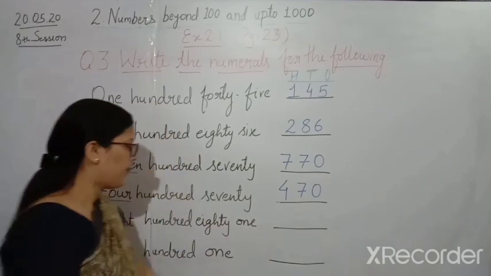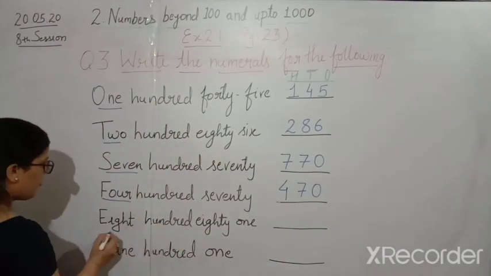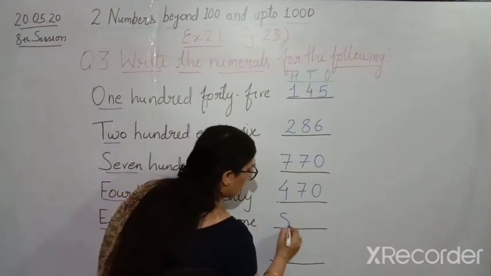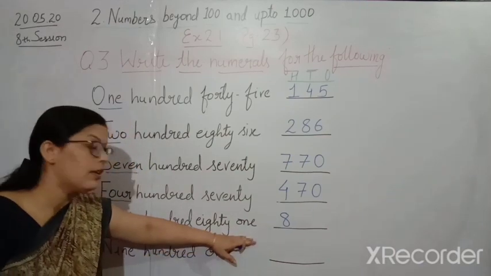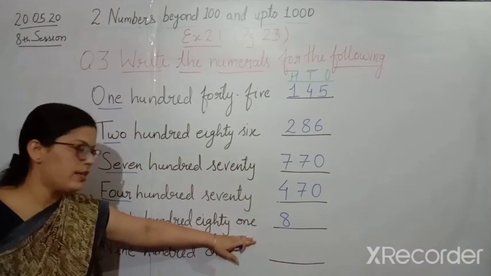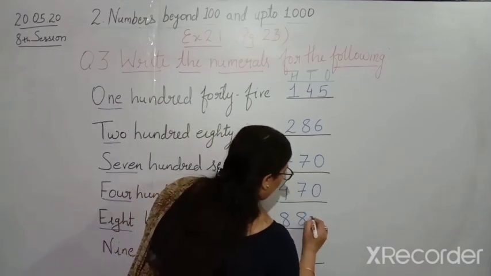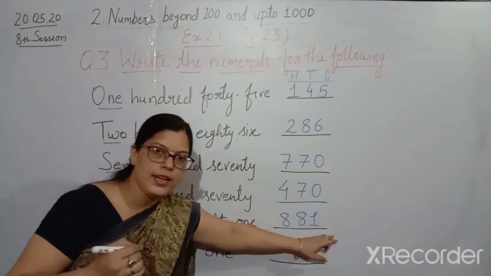Now next is 881. What is given with 100? 8. So 8 will be written at the hundreds place. Now what is given for tens and ones? 81. The last two digits are 81. So we'll write 81. The number is 881.